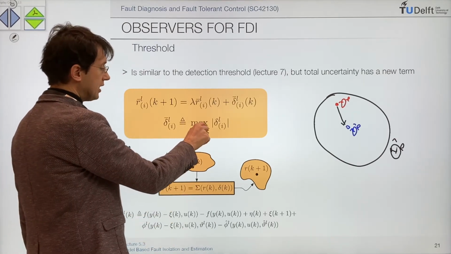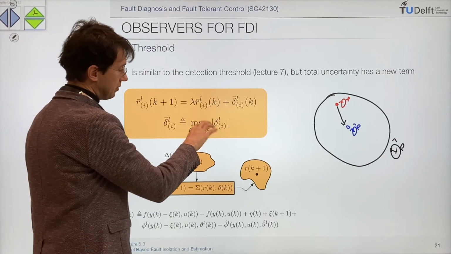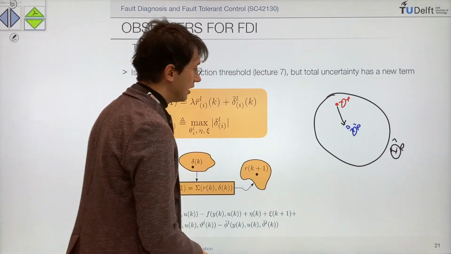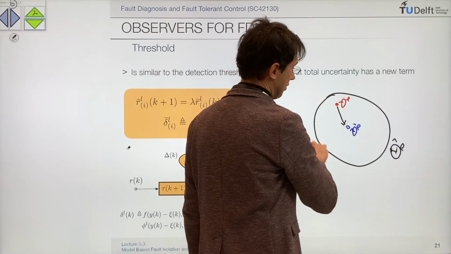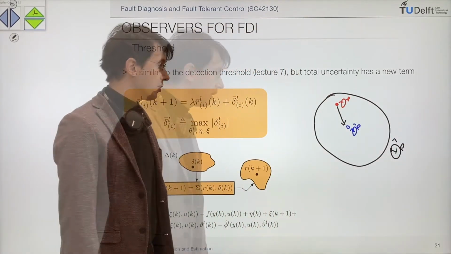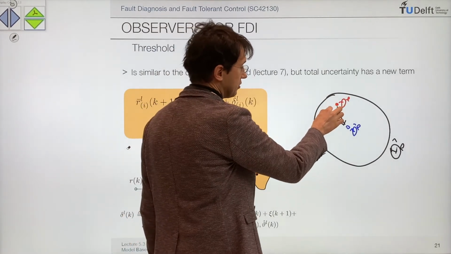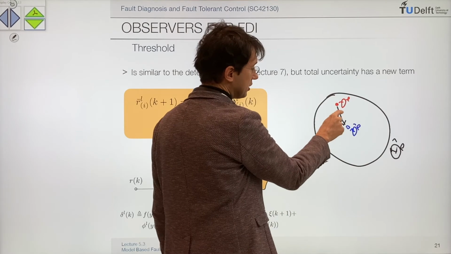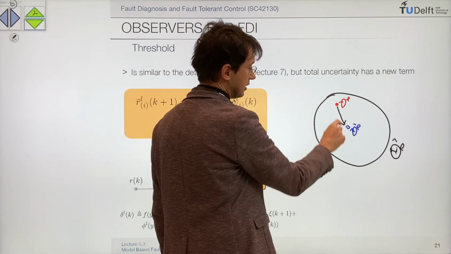So for eta and xi, we assume there is some known bound on them. But for theta L, actually, we also have this known bound. It is the boundary of this big set theta. So if we can take all the possible values of theta L inside here, we can compute what is the worst case of this difference.